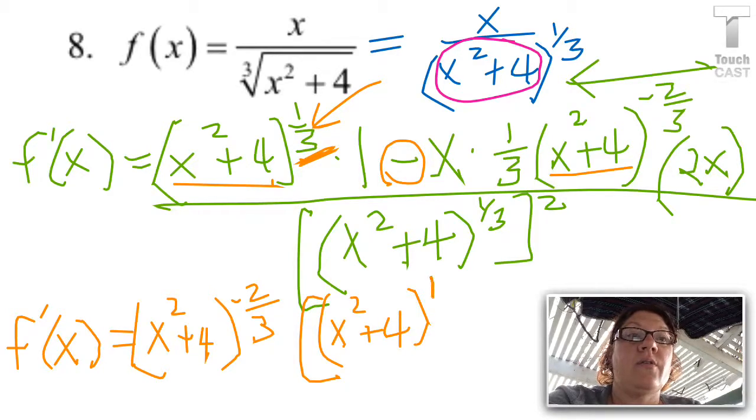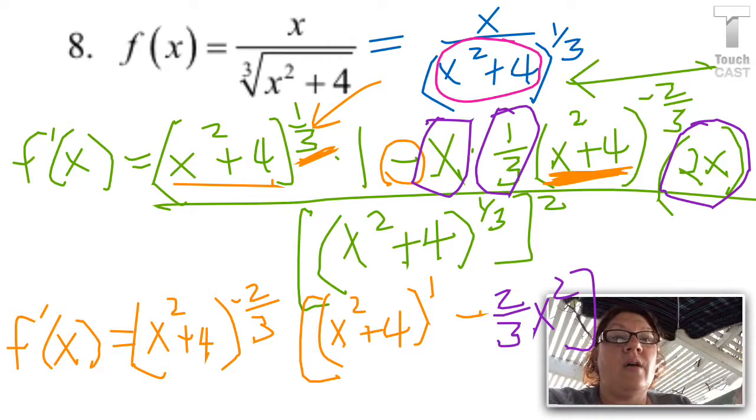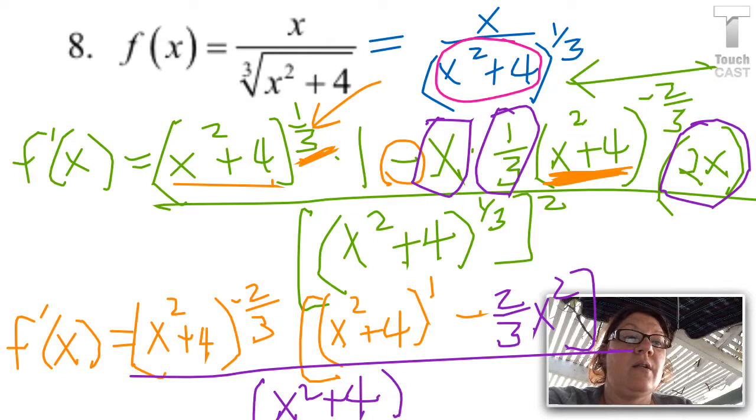to the first times the 1. I didn't get rid of that. Well, I probably don't really need to include the times 1. That's not going to make much of a difference, right? Minus, and then over here, all of this is now out in front. So I just need to put together this piece, this piece, this piece. So that's going to be 2/3 x². And then all over that denominator, which we can write to the 2/3.